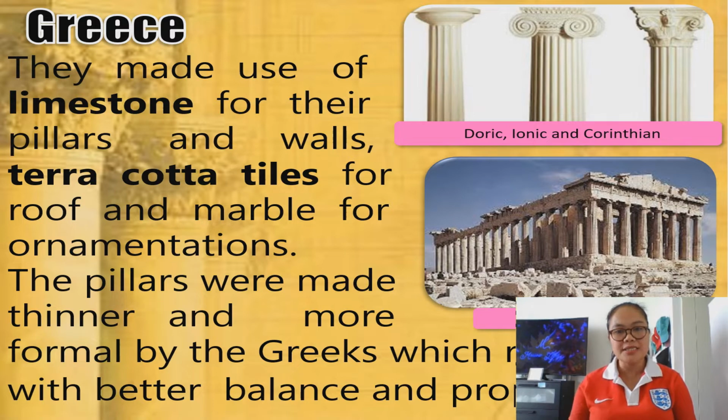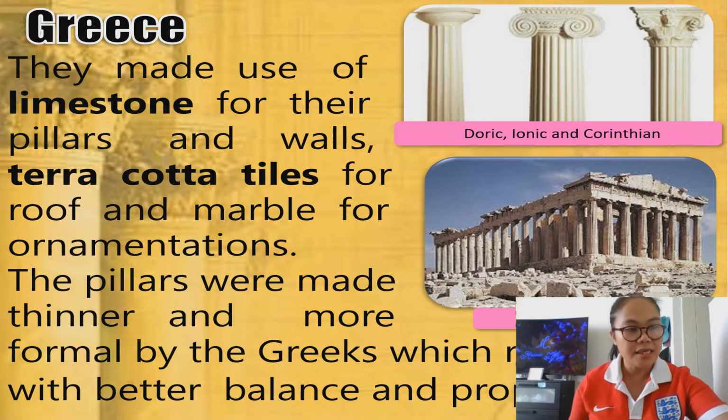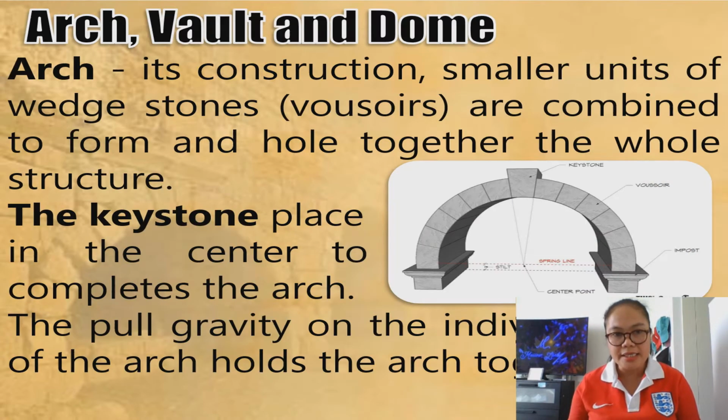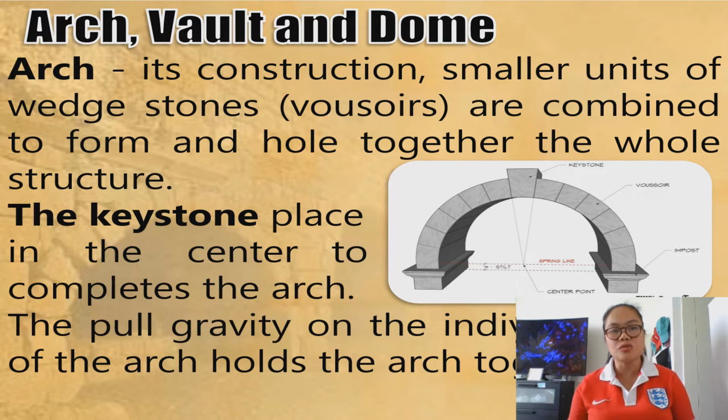This is an example of the architecture of Greece: the Doric, Ionic, and Corinthian, and the Parthenon. There are also the arch, vault, and dome. These are constructions made of stone as well.